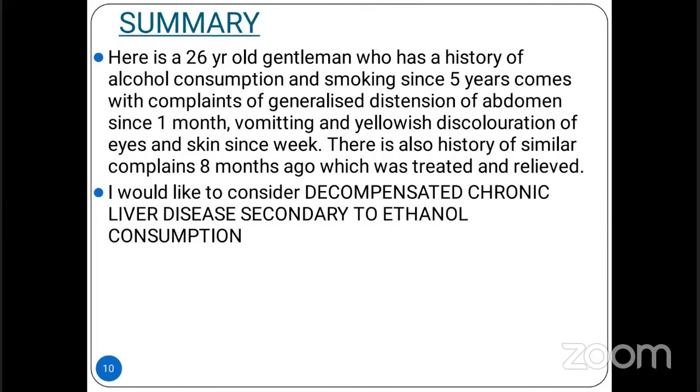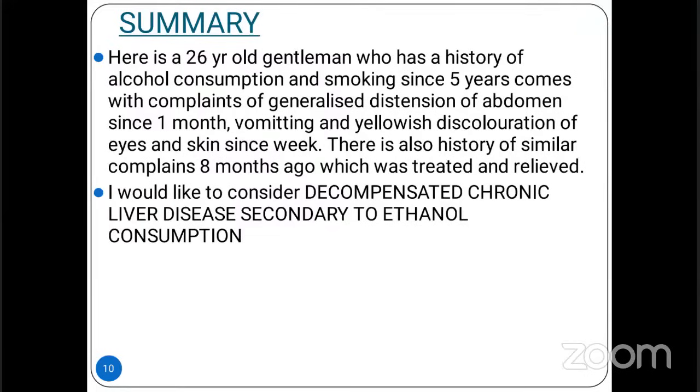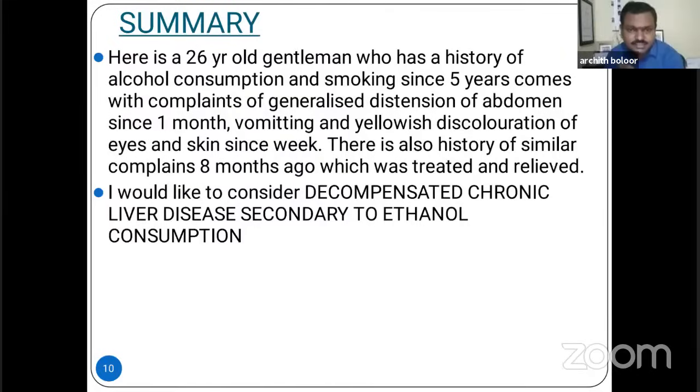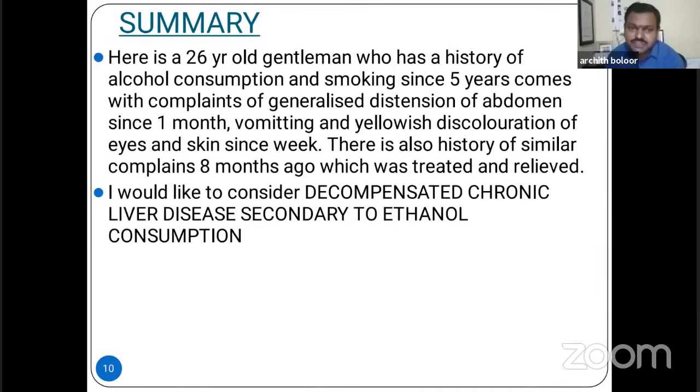Summary of the history. Here is a 30-year-old gentleman who has history of alcohol consumption, with abdominal distension and discoloration, weakness. There is also history of similar complaints 8 months ago, which was treated and relieved. I would like to consider decompensated chronic liver disease secondary to ethanol consumption. Okay, you want to modify that a little more? Acute on chronic. Yeah, so it's an acute decompensation of a chronic liver disease secondary to ethanol consumption.